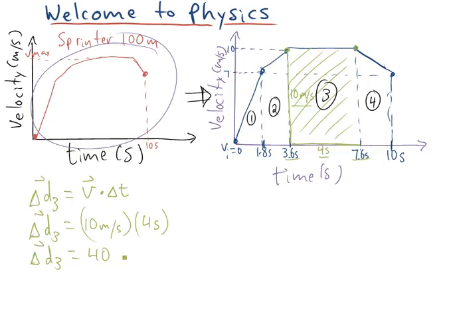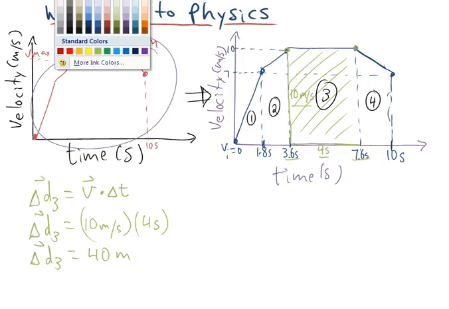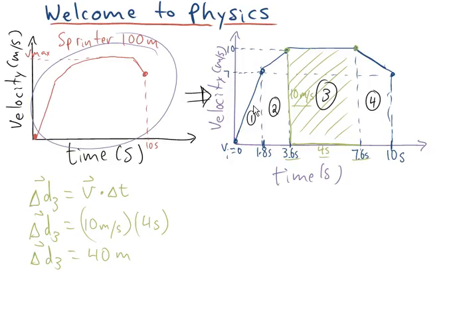It is 40 meters. Your seconds are going to be on the bottom here, and on the top cancels. Then the next area can be calculated very similarly.